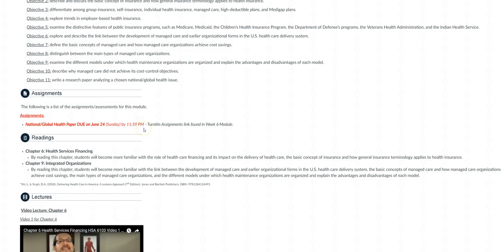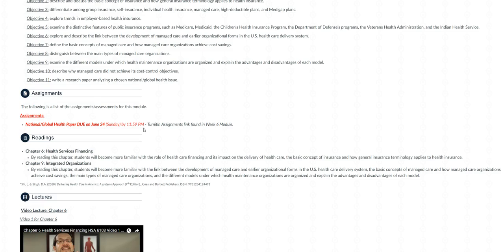Other than your paper, which you will be submitting through the Turnitin assignment link found in this week's module, remember with Turnitin, it is measuring the level of originality in your paper, and it provides you with a score. Your score should not be more than 20%. So keep that in mind. If you have any questions, again, don't hesitate to let me know.